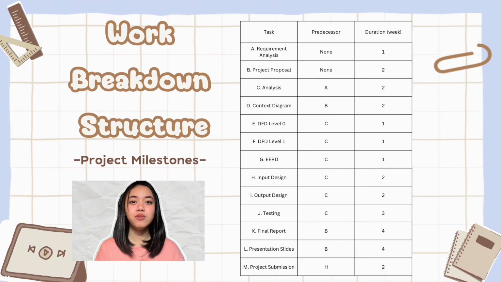Now, this is our work breakdown structure. We start with requirement analysis and project proposal because these two have no dependency.